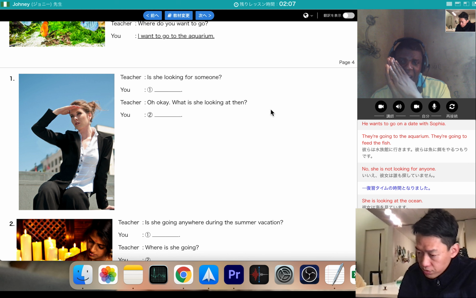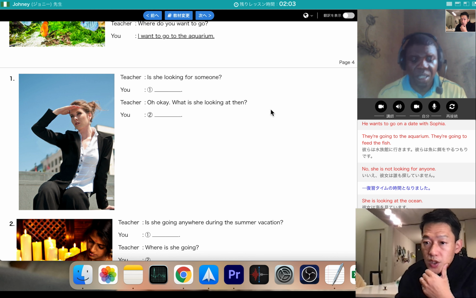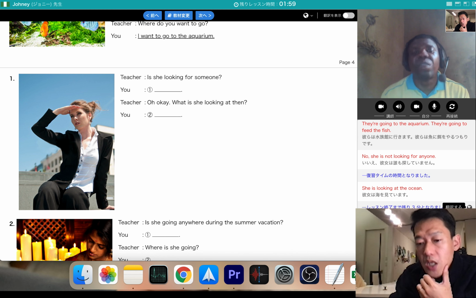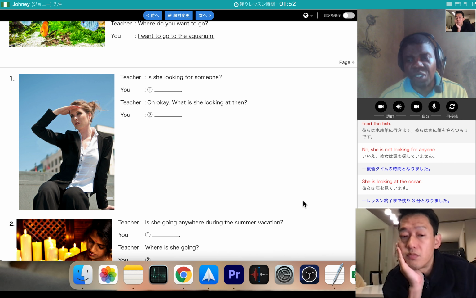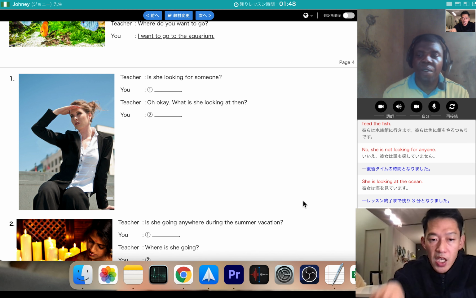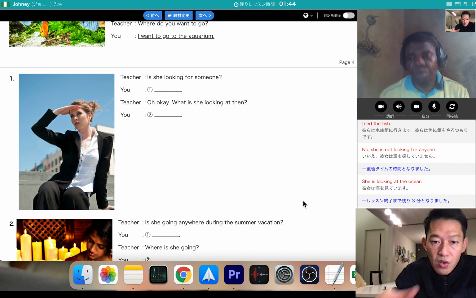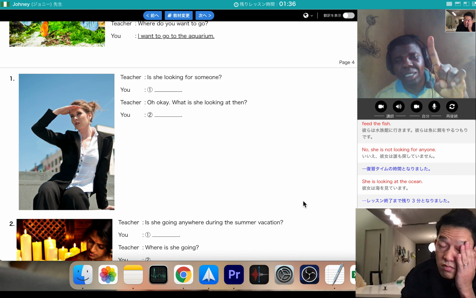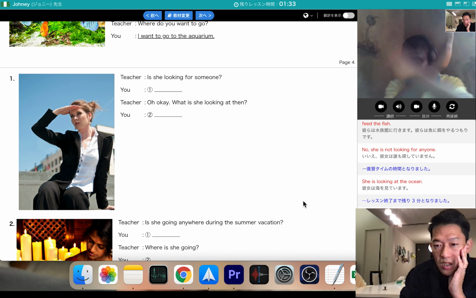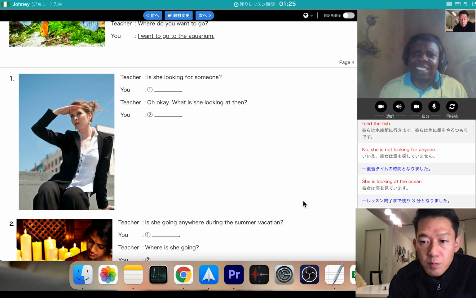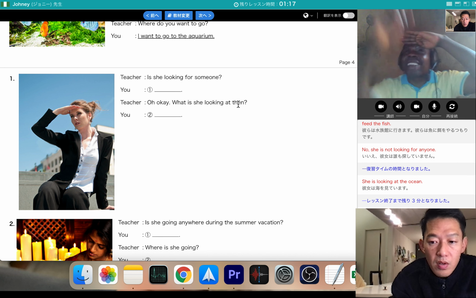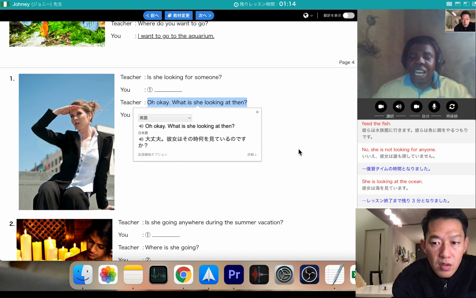Looking for equals search for. In this sentence, is she looking for the ocean? No. Is she looking for someone? No. She's not looking for anyone. Then, what is she looking at? So we can say, she's looking at the sky. Or, she's looking at the ocean.